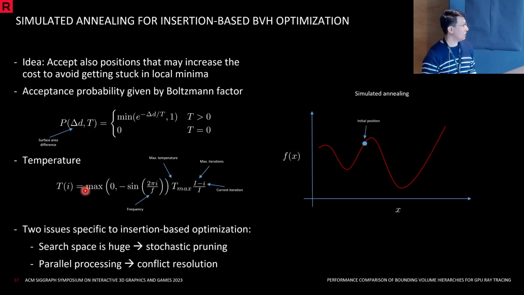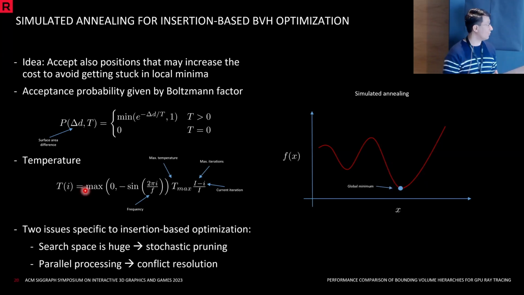There is a technique called simulated annealing. It's a general technique, and it accepts changes which can also be worse with a certain probability. So we can accept, with a certain probability, a change that temporarily increases the cost, but then we can find a better minimum, which might be global or a better local one or whatever. So that's the idea of simulated annealing, and we try to combine it with this insertion-based optimization.